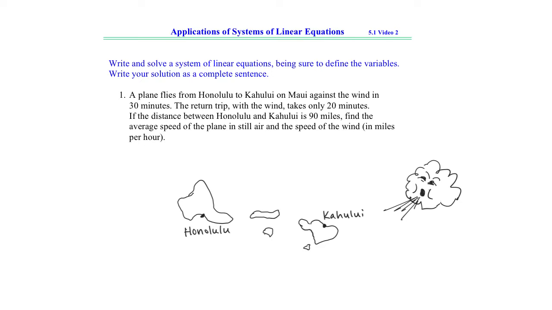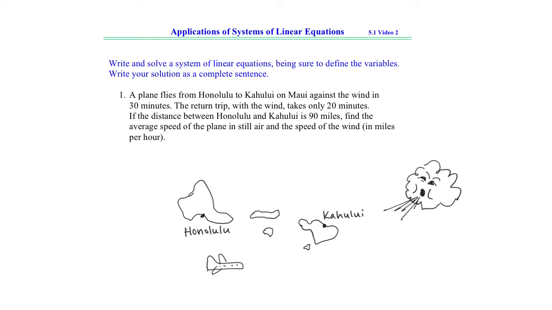I'm going to show two examples of solving systems of linear equations with their application. So let's look at the first one. We've got a plane that's flying from Honolulu to Kahului on Maui. So going against the trade winds, that plane is fighting against the wind. So here's our little plane.